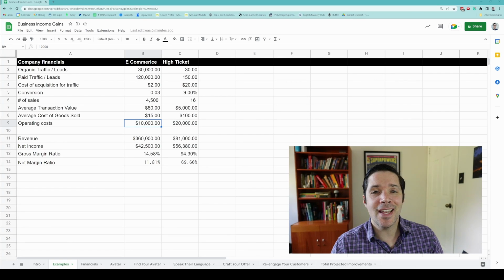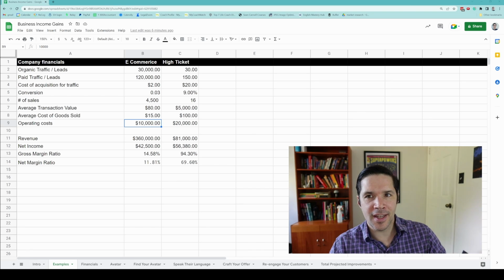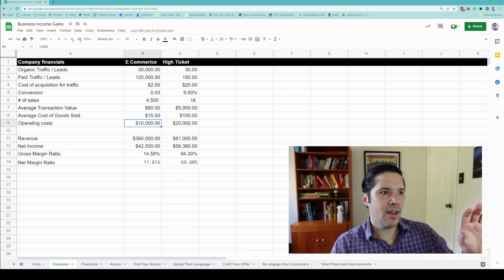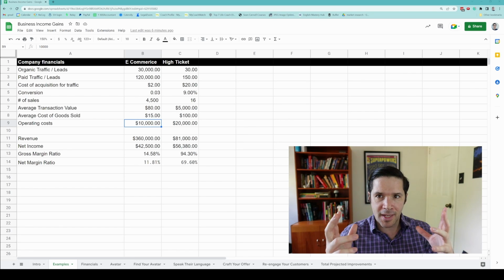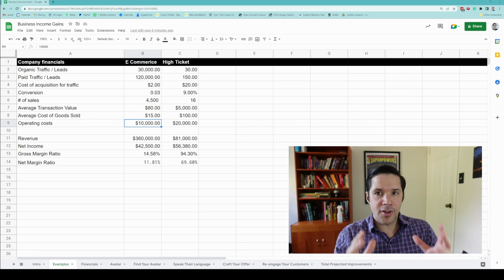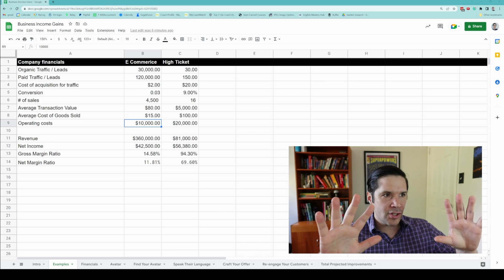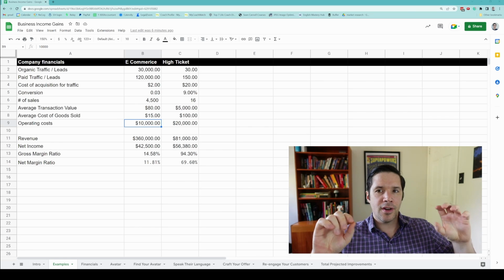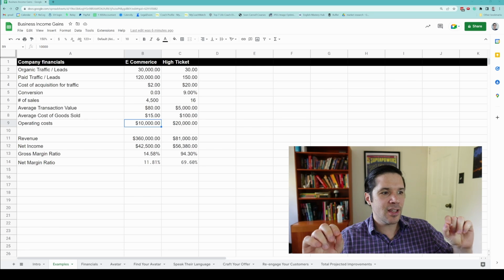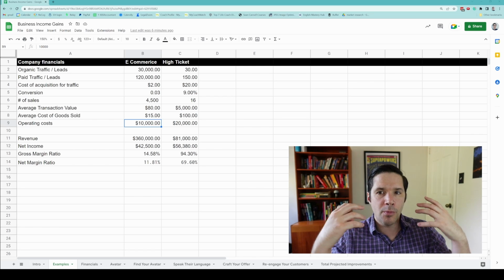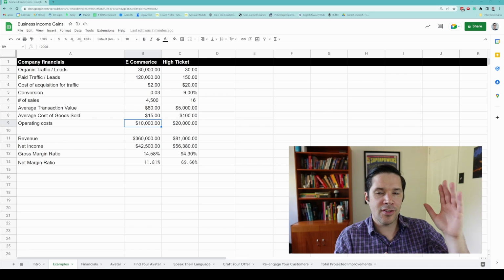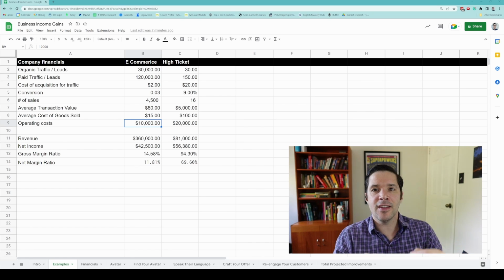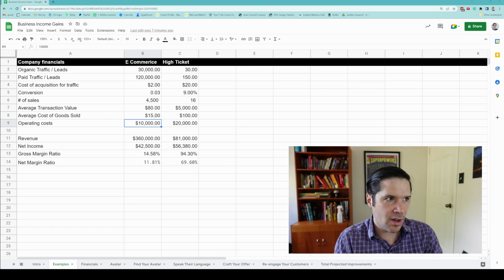Welcome to the business income gains spreadsheet. Here I have two examples of financials, and I want to draw attention to some high-level things of how you're going to use these to find more money in your business. First of all, the major idea of the whole business income gain system is that you are going to understand your user avatar more deeply and leverage that and your financial statement here, your financial formula, to find areas where you can have the biggest impact on your business.